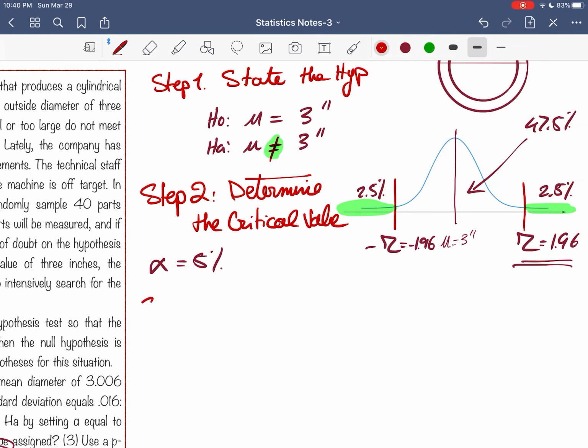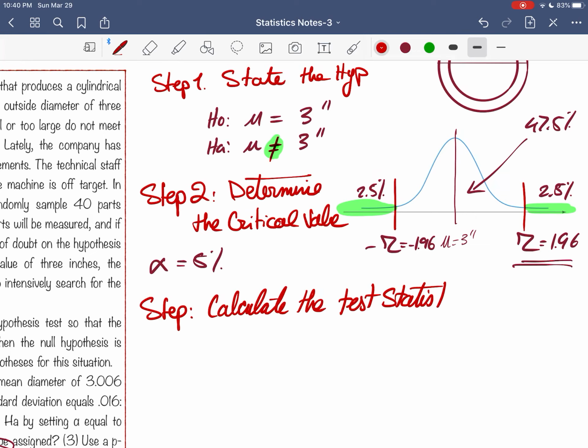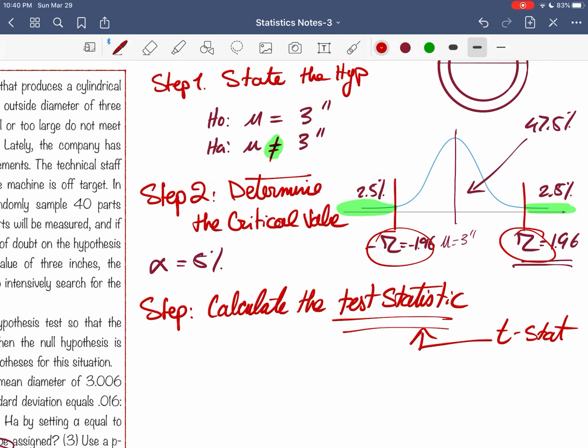So step 3, calculate the test statistic, and that's sometimes called your t-stat. So the test statistic is the test you're going to run, and you're going to see if that test exceeds your limit, either upper limit or lower limit. So for us, we're going to call it Z star, just to differentiate it from this first one here called Z, and we're going to solve for Z.